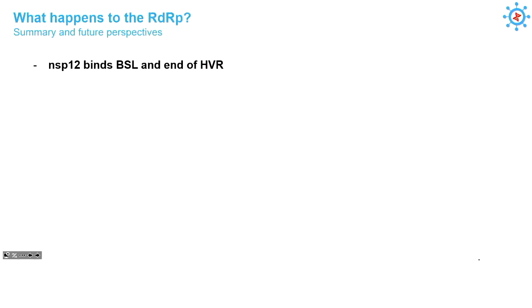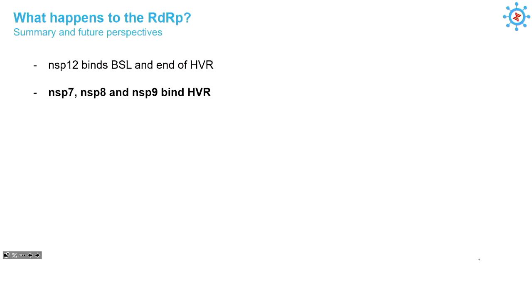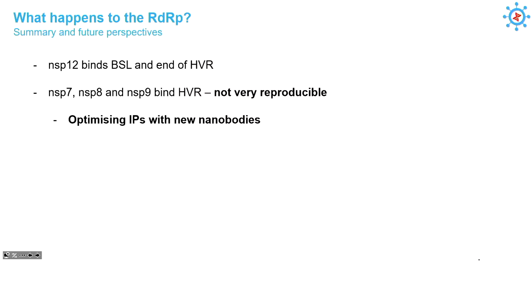So to finalize, I've showed you that an NSP12 binds the bulge stem loop, and we are quite sure of this. I've also showed you, not so convincingly, that an NSP7, 8, and 9 can be found there. And this is because I've tried this again, but it's not super reproducible, probably due to technical limitations of the antibodies. So right now I'm optimizing new nanobodies to improve the IP efficiency and therefore have more data.